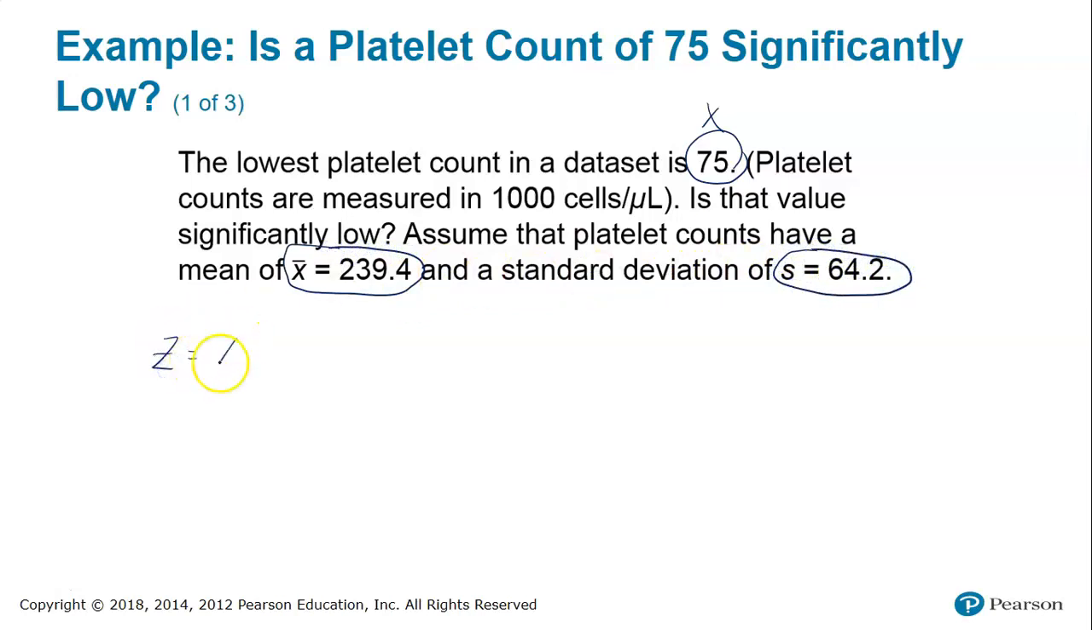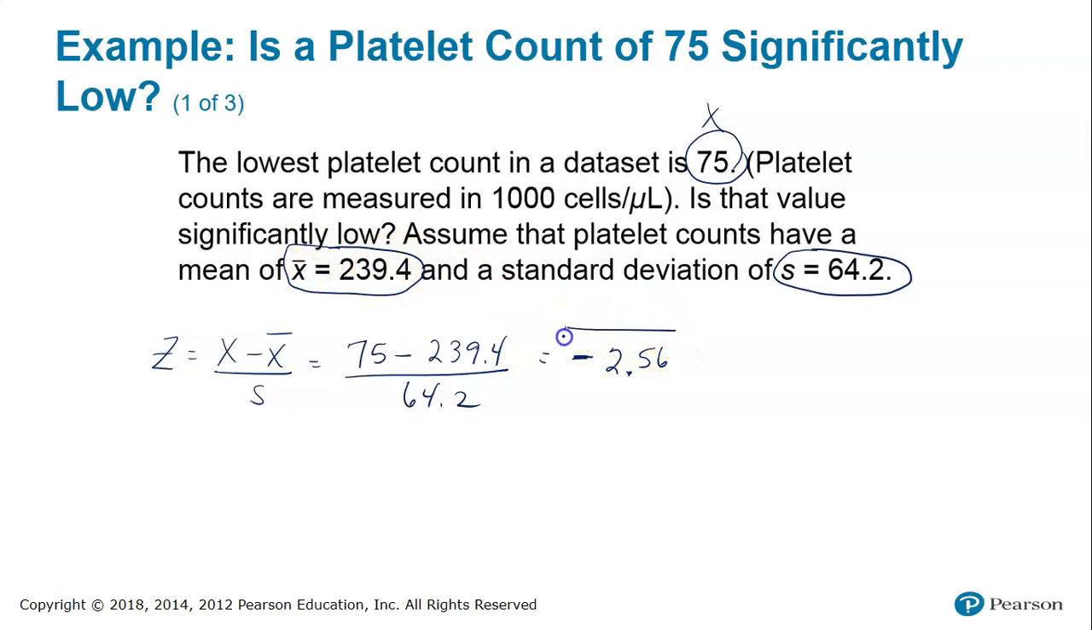Okay, so z is going to be x minus x bar divided by s. So it would be 75 minus 239.4 divided by 64.2. So when I look at that conversion, I get -2.56. So a couple things to mention here. The data value that I'm working with is clearly below the mean, so I would have expected a negative z-score. When I look at this, it's below -2, so therefore it would be significantly low because of this.